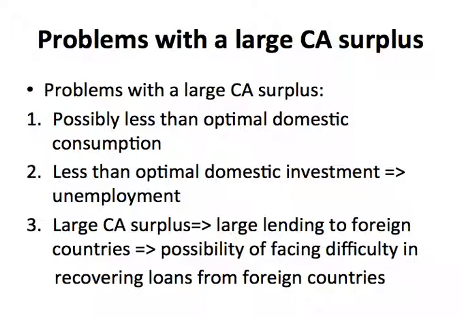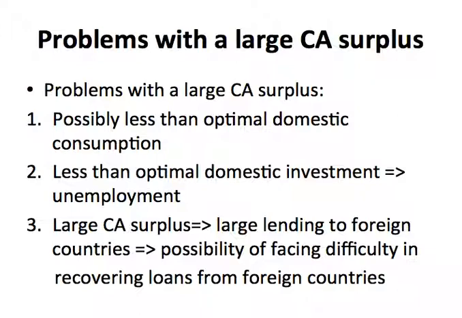foreign countries. Now, when you're lending a lot of money to foreign countries, you are giving up the opportunity of investing in domestic projects. So your domestic investment is probably less than optimal. And if you have a less than optimal domestic investment, then you'll experience domestic unemployment as well. Now, the problem with current account surplus is that when you're lending a large amount to foreign countries, there is always a possibility of facing difficulty in the future in recovering loans from foreign countries.